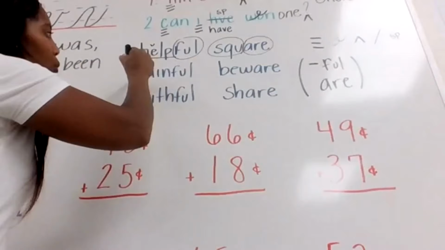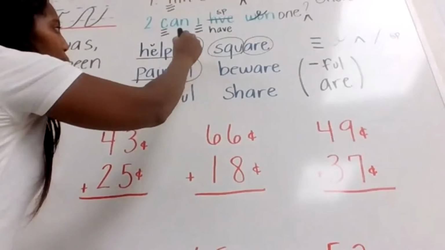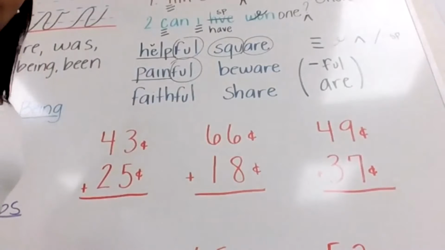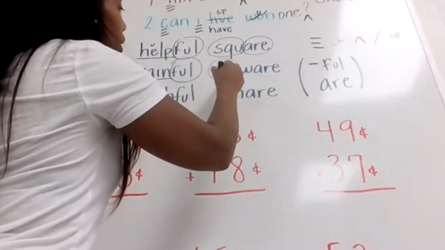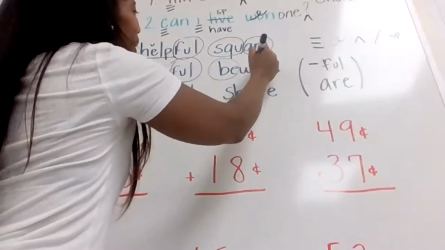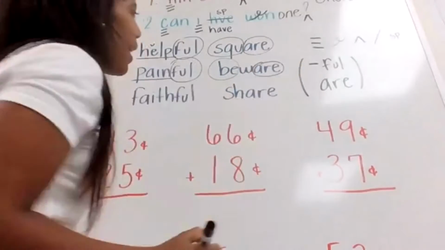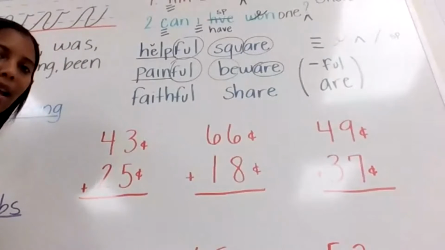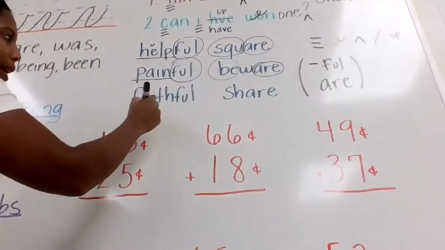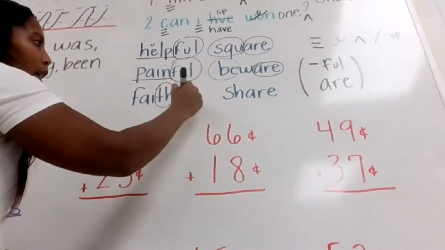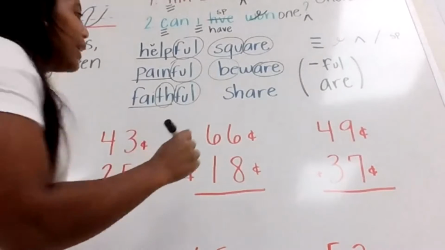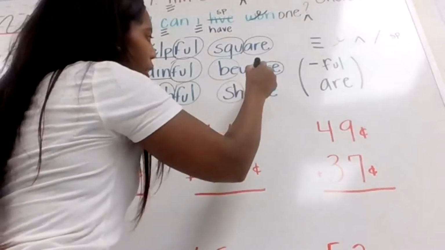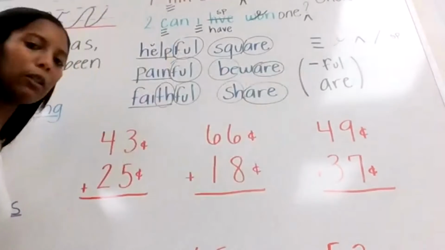Next one I have root word, suffix FUL, full. What's the word? Painful. Good. Next I have prefix BE and special sound ARE, air. What's the word? Beware. Next I have PH and FUL, root word. Faithful. Prayer.